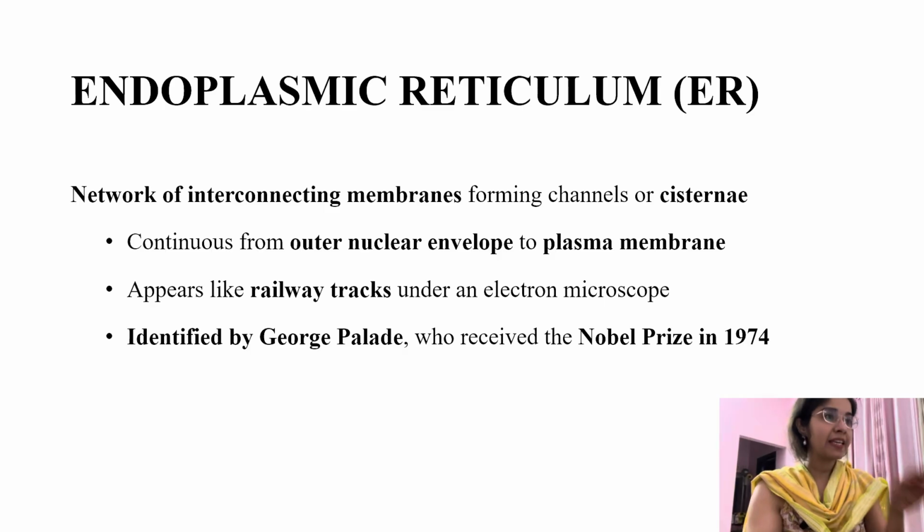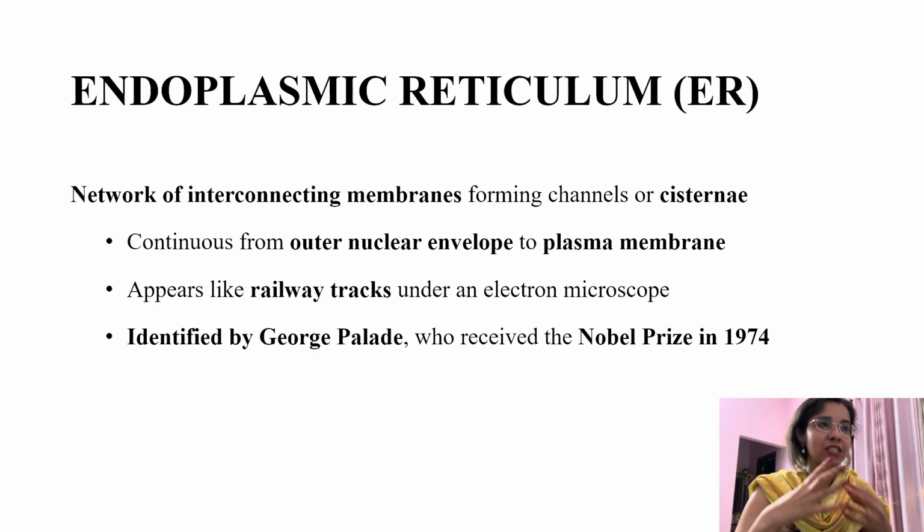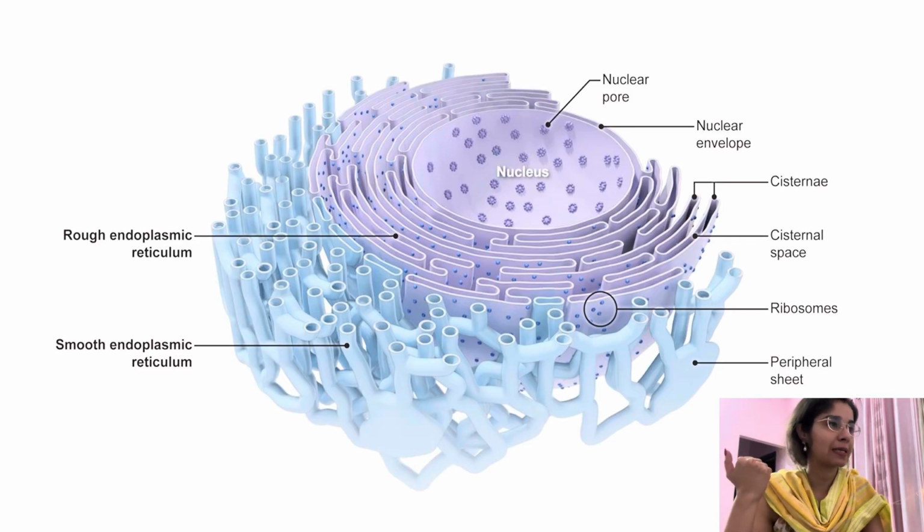So starting with endoplasmic reticulum. Endoplasmic reticulum is a network of interconnecting membranes forming channels or cisternae. It is continuous from the outer nuclear envelope to the plasma membrane. It appears like railway tracks under an electron microscope. It was identified by George Palade, who received the Nobel Prize for the same.